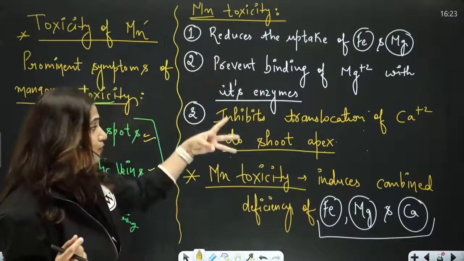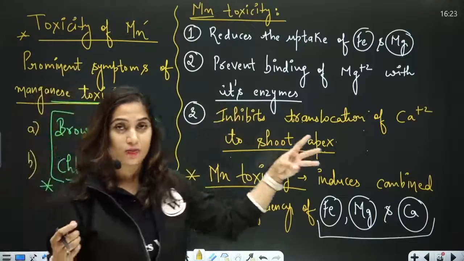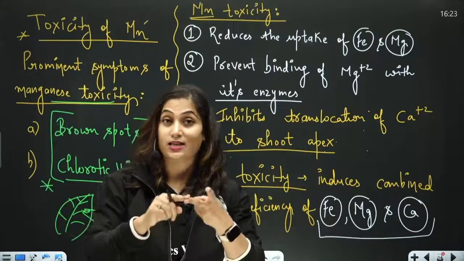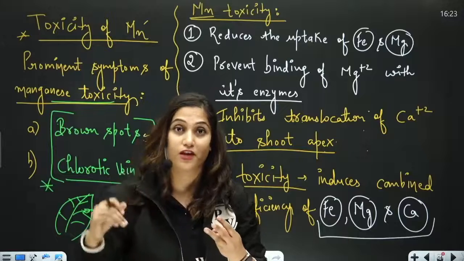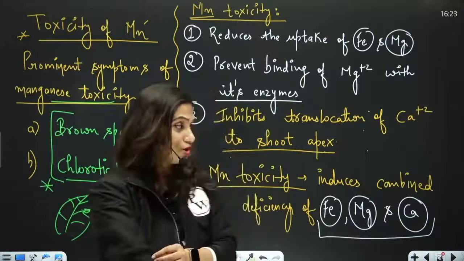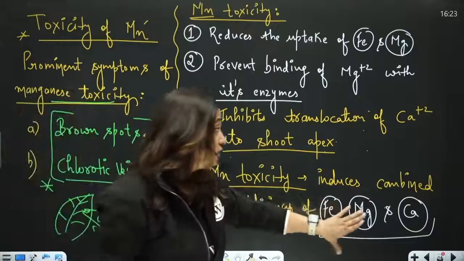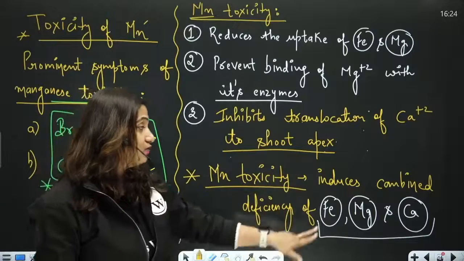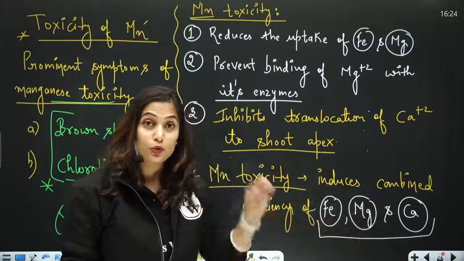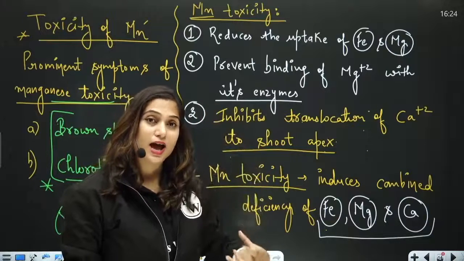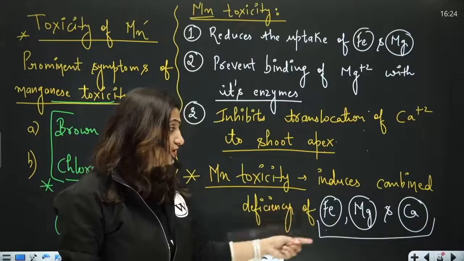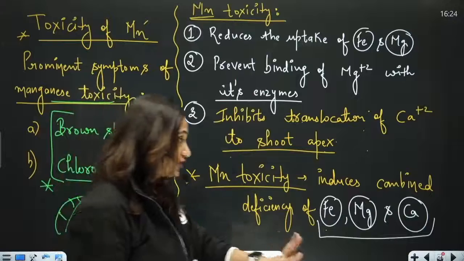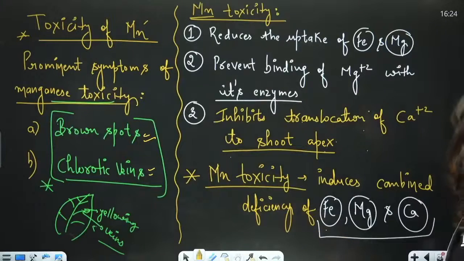So these are the three important things that manganese toxicity causes. It reduces the uptake of iron and magnesium, prevents binding of magnesium with its enzymes, and prevents translocation of calcium towards the shoot apex. So manganese toxicity induces combined deficiency. Very important line. Manganese toxicity induces combined deficiency of iron, magnesium and calcium. Due to slight excess in manganese, the plant has to suffer the deficiency of iron, magnesium and calcium because of these effects. Okay, so this is micronutrient toxicity, important topic again.